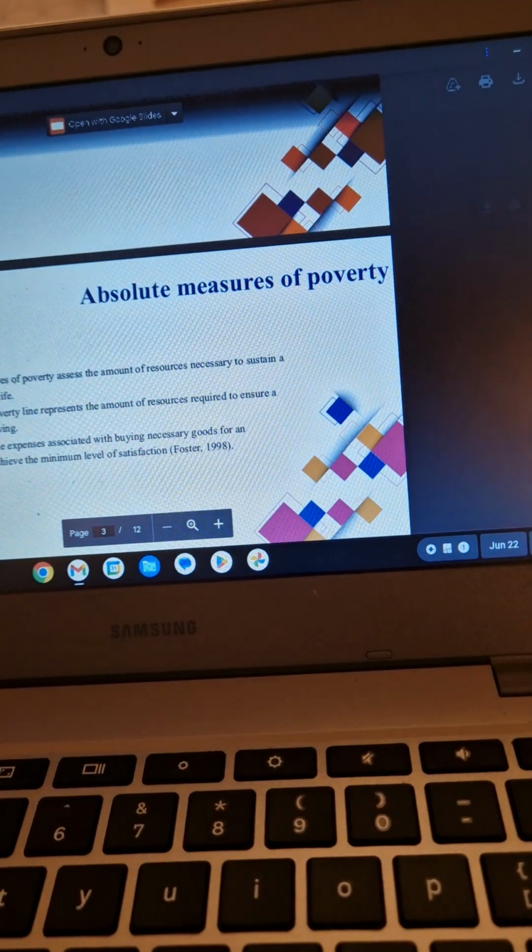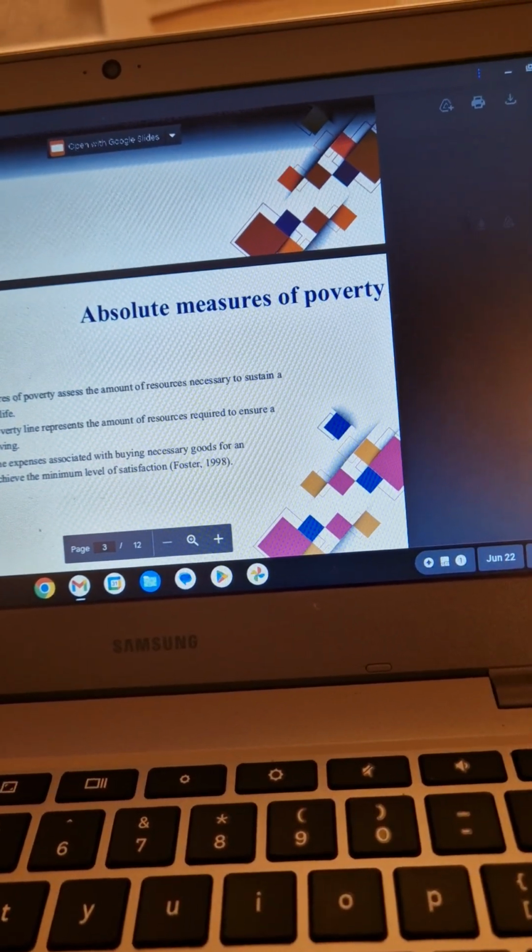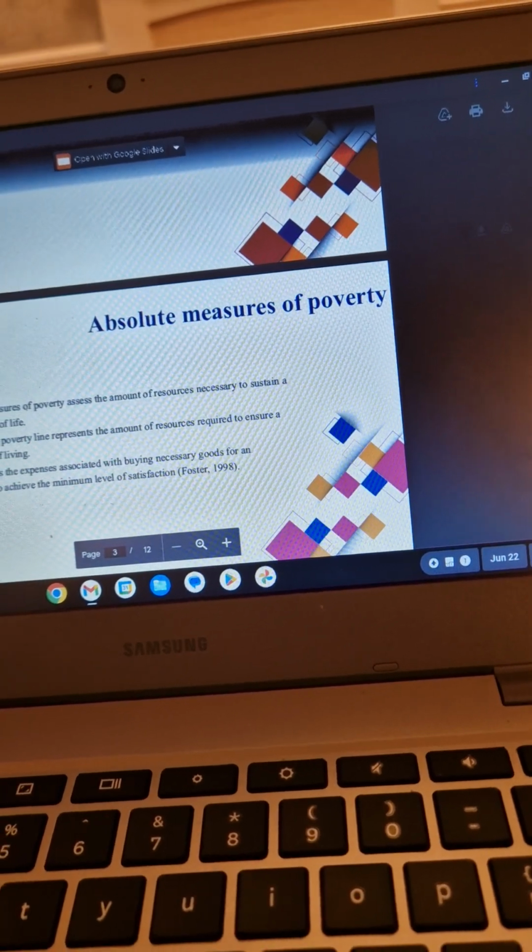In the UK and the United States, poverty is categorized into two types, absolute and relative. Absolute amounts of poverty assess the amount of resources necessary to suit the best quality of life.